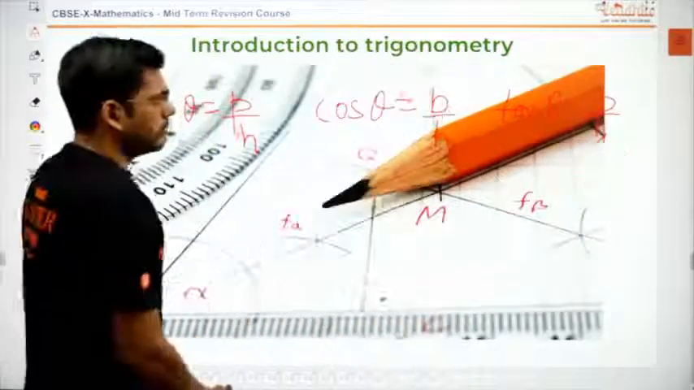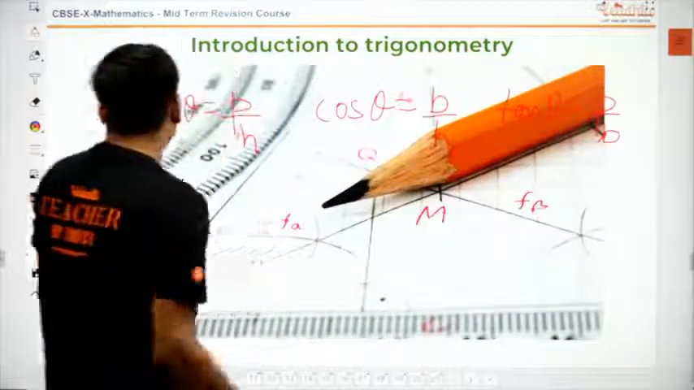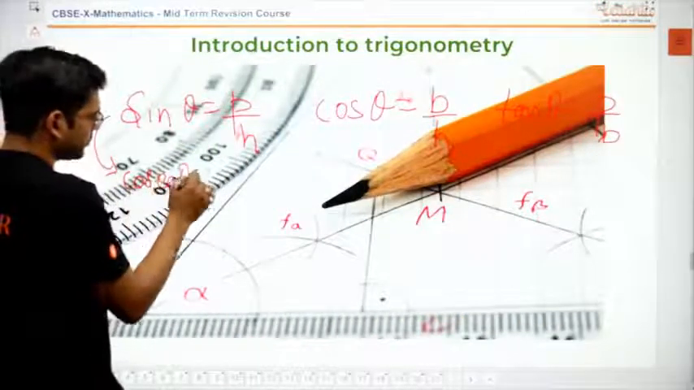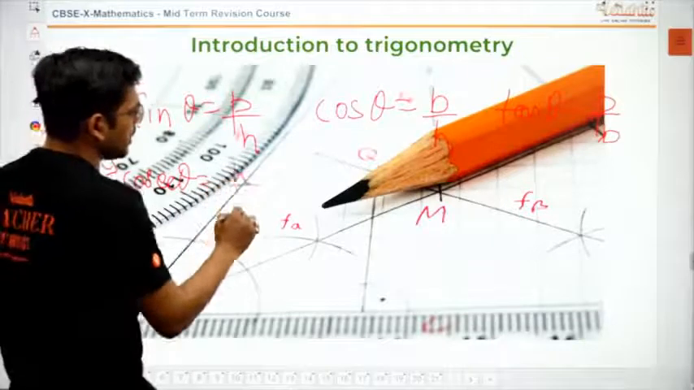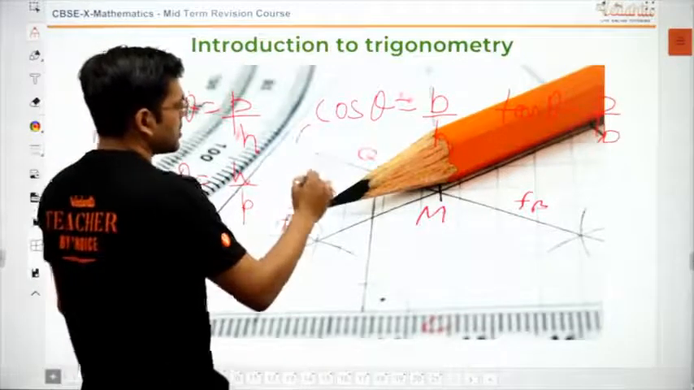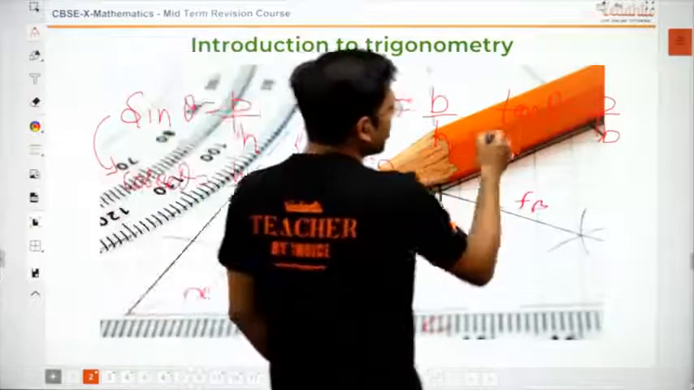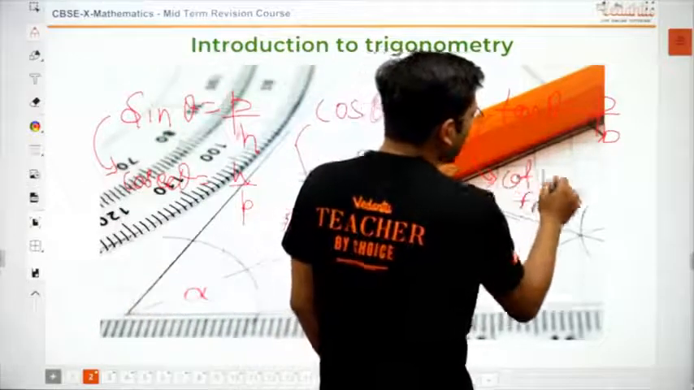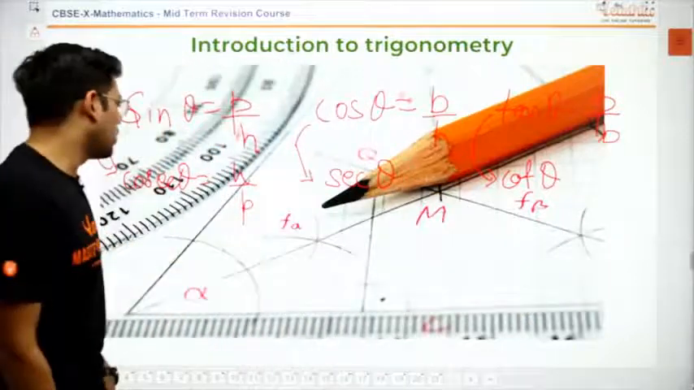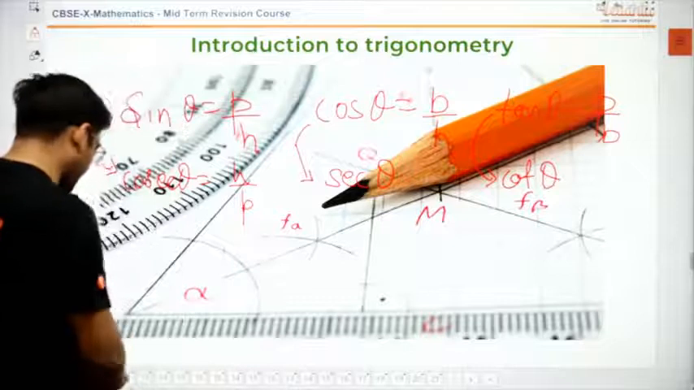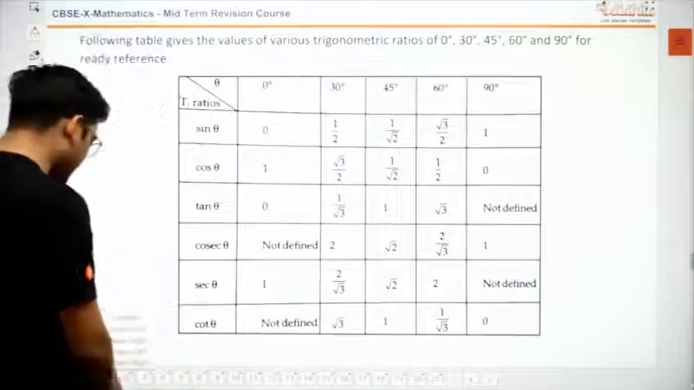And the reciprocal of sin theta is cosec theta, equal to H by P, and similarly the reciprocal of cos theta is sec theta, and the reciprocal of tan theta is cot theta. I have told you all of these things. Now, what I will tell you in this class, I am going to say about this. See, we have done this also.